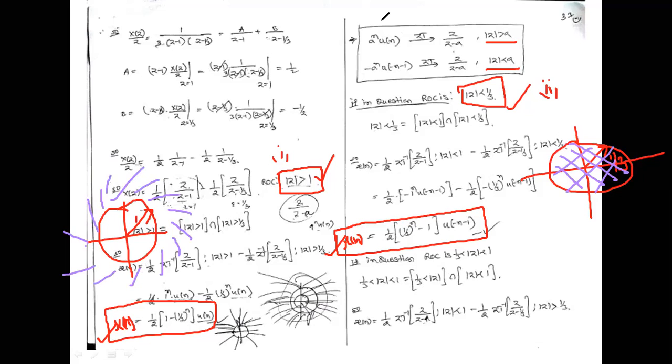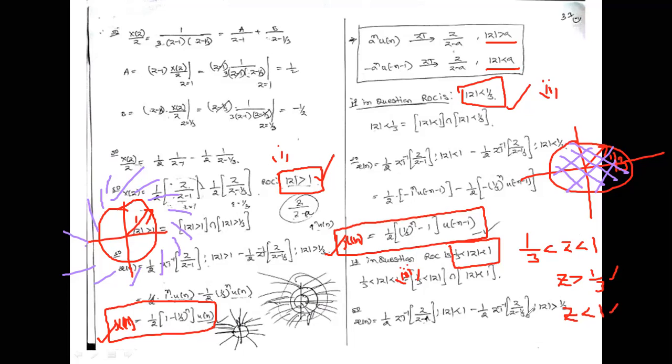Now in the third case, you can observe, what is the third case? 1 by 3 less than z less than 1. There is a third case, my dear students. Here the third case: 1 by 3 less than z less than 1. So what are the two functions here? Z is greater than 1 by 3 as one ROC and z is less than 1. Okay. By using these two functions, the range is 1 by 3 less than z less than 1. So z is greater than 1 by 3, and z is less than 1.